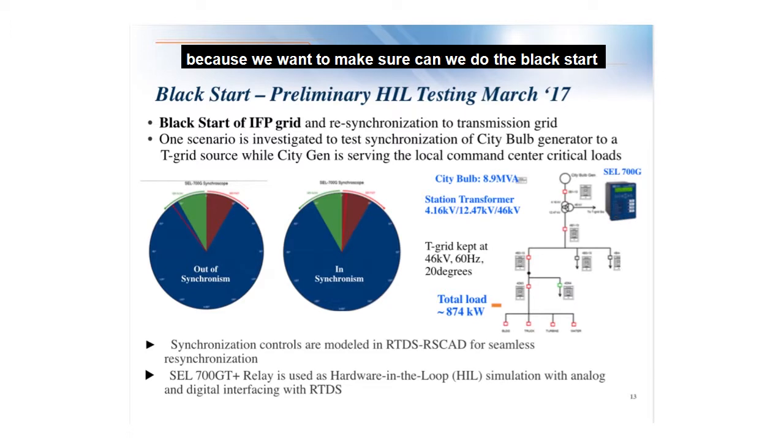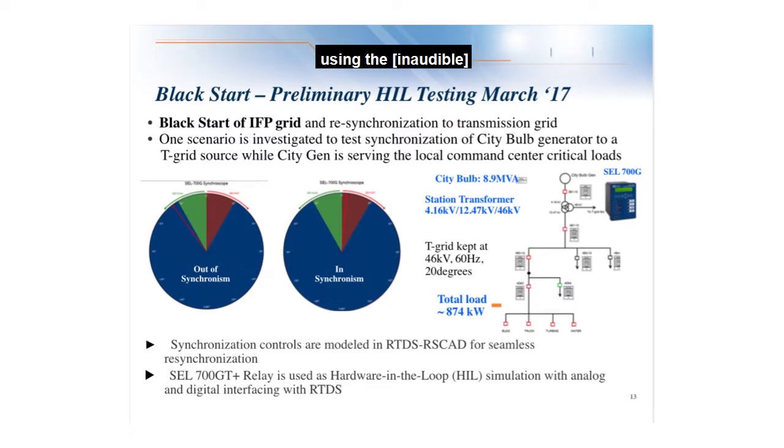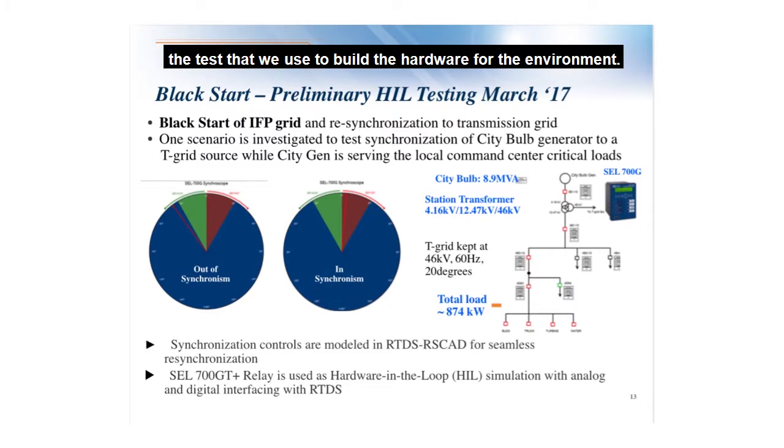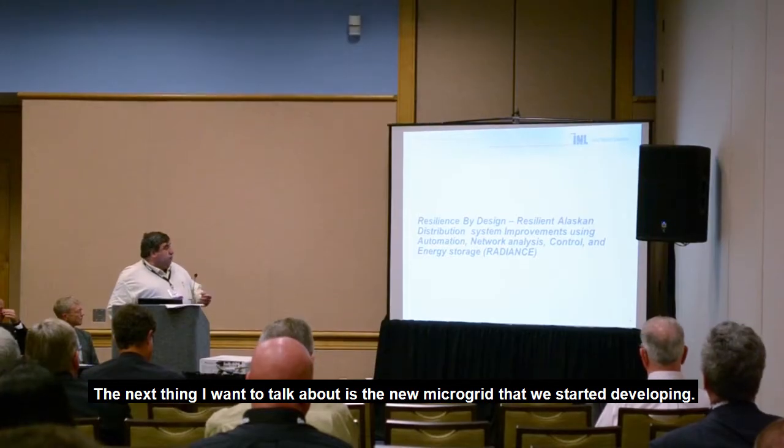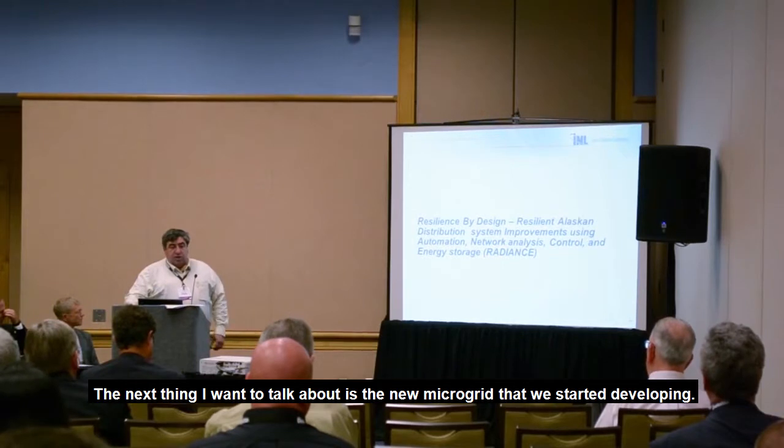That's one of the things that the utilities wanted to make sure: can we do the black start using the run-of-the-river plant? This is the test that we used, using the hardware for that environment. The next thing I want to talk about is the new microgrid that we started developing.